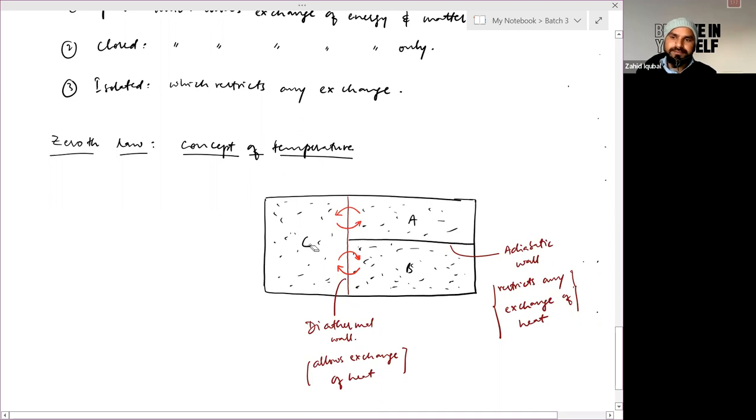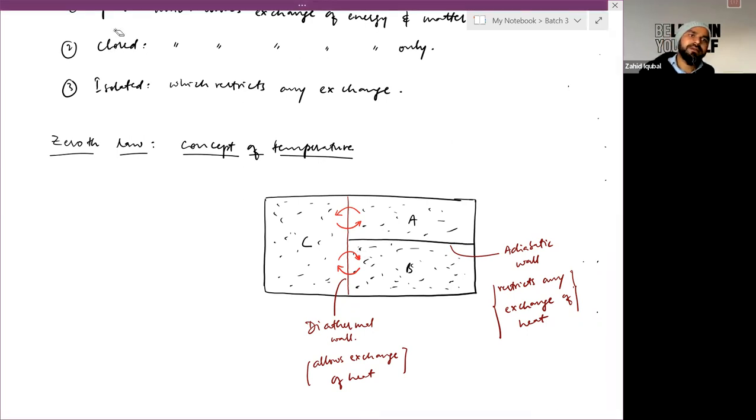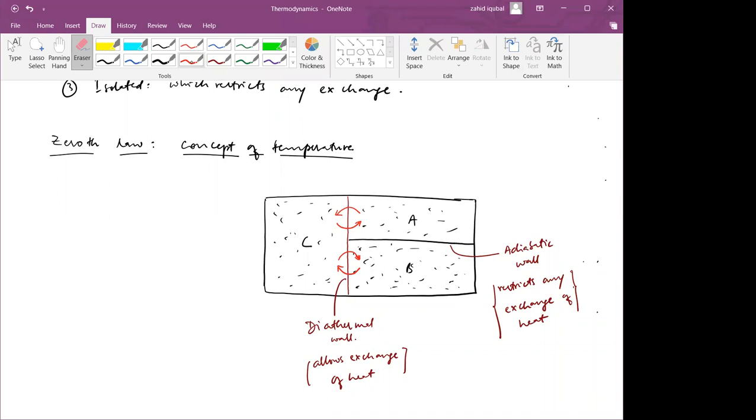Is it clear? Suppose we have three thermodynamical systems initially at different temperatures. Let's say A at 100 degrees Celsius, B at 80 degrees Celsius, and C at 50 degrees Celsius. There will be exchange of heat between A and C, and also between B and C, due to their temperature difference, till they acquire their equilibrium temperature. Similarly for B and C as well. Is it clear? Atif, any doubt? Yes, sir.